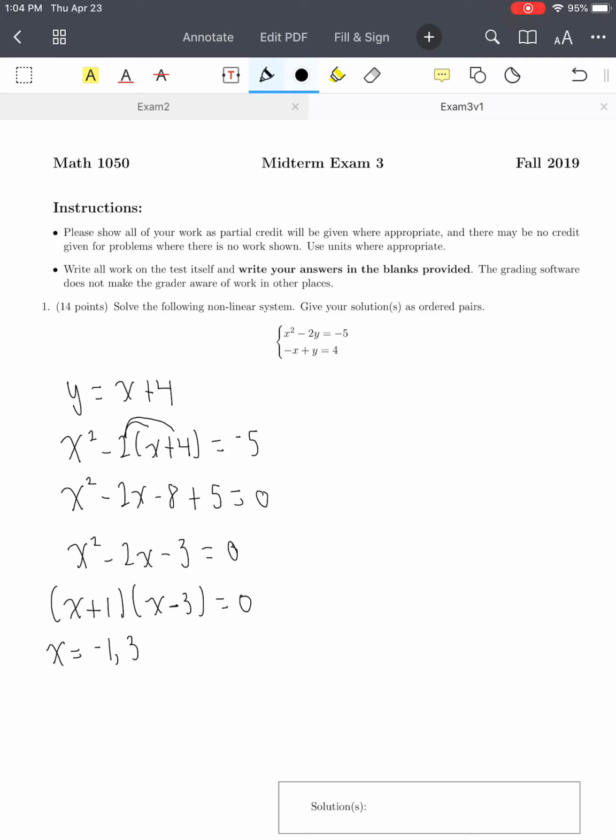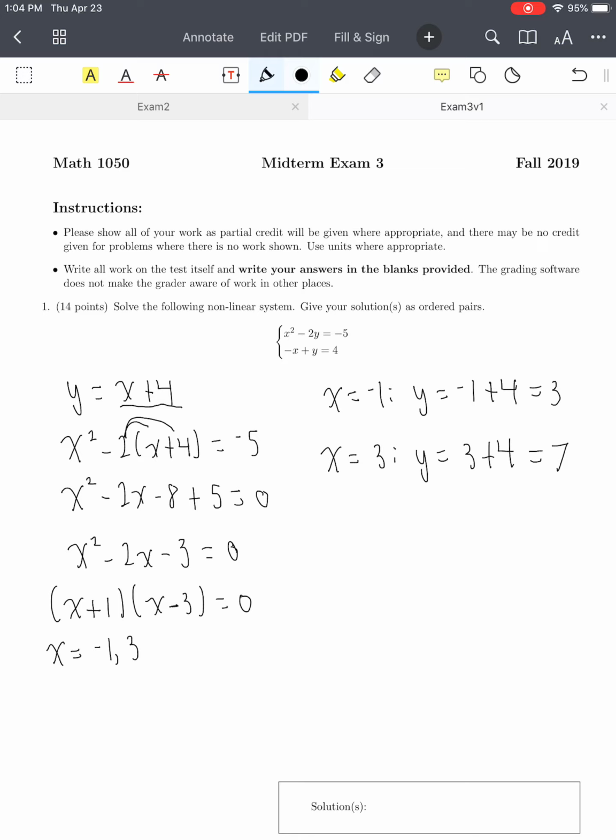Now we need to plug those back in to find out what the y value that corresponds with them is. So I'm just plugging back into the equation that we solved for y in the first place. For x equals negative 1, we have y equals negative 1 plus 4 equals 3. And for x equals 3, we have y equals 3 plus 4, which is 7.